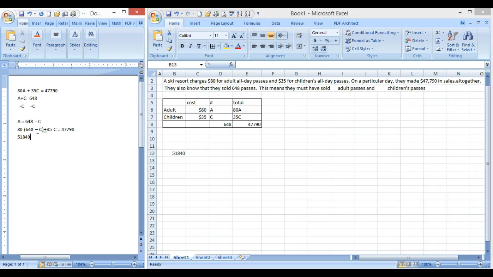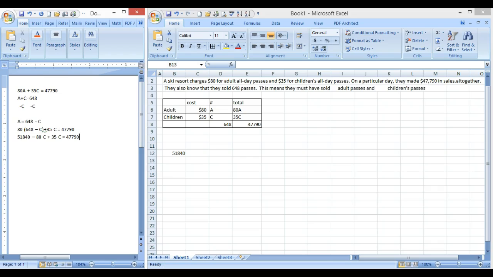Now I need to multiply that 80 times the negative C. There's nothing in front of this C, so we assume it's a 1, and then we're going to put minus because that's the value. We have negative and then 80C. There we go. Then plus 35C because that is not in the parentheses. We don't do the distributive. Equals 47,790. There we go.